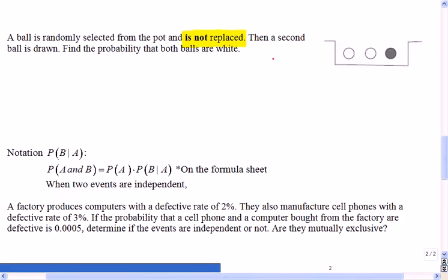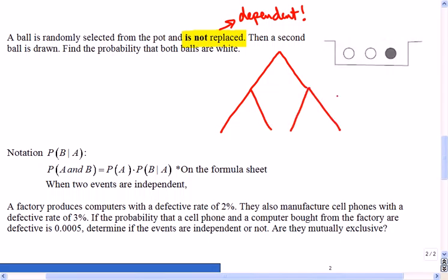Okay, so this time when I draw my probability tree, these are not independent. This is a dependent event. So when I look at my probability tree, we have to take this into account. So for a white ball, it would be 2/3, as it's shown here. If it's not white, it would be 1/3, this ball there.